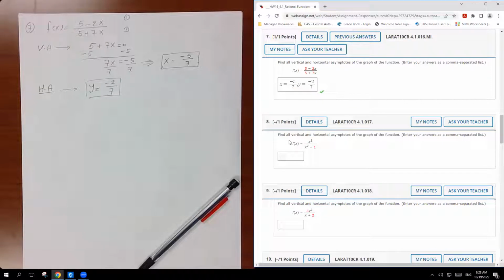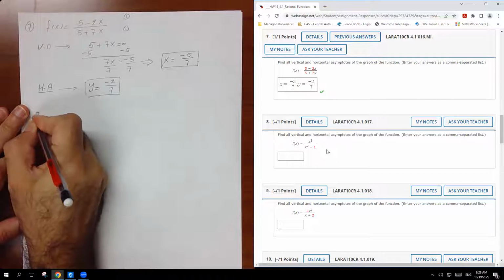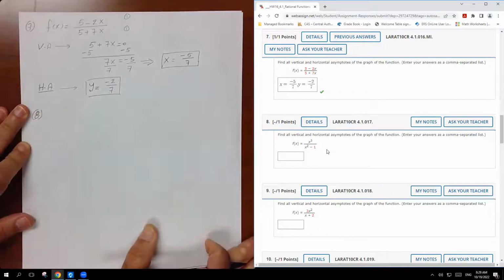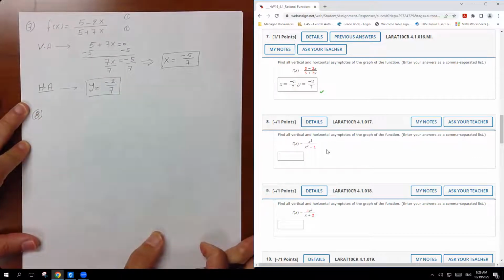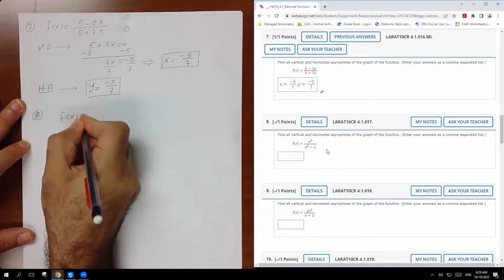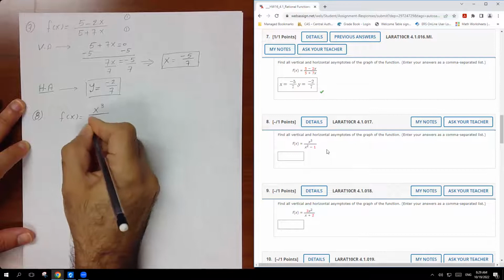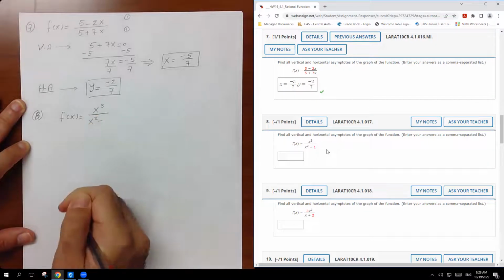Next one, find all vertical and horizontal asymptotes. So they just ask you to find the vertical and horizontal asymptote. So let's check example 8. They didn't ask you about the third asymptote, the slant asymptote. So f of x here on this function is x cubed over x squared minus 1.